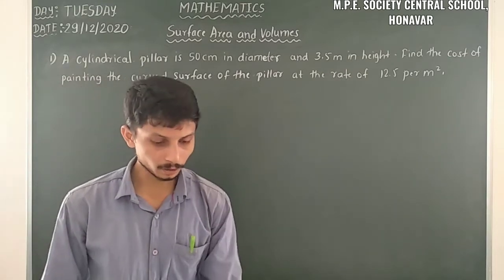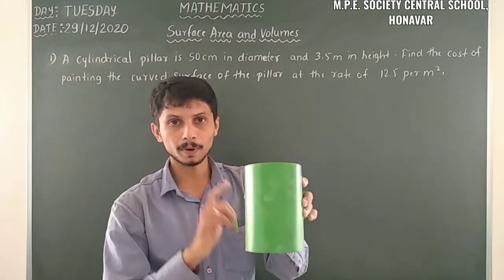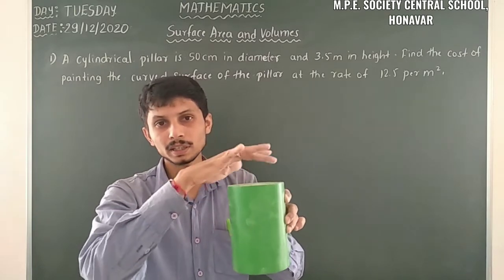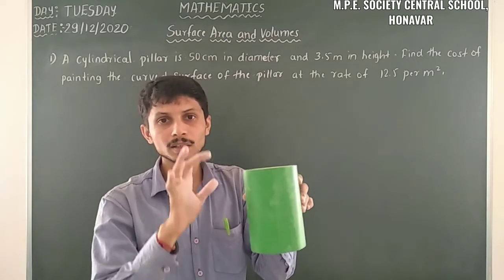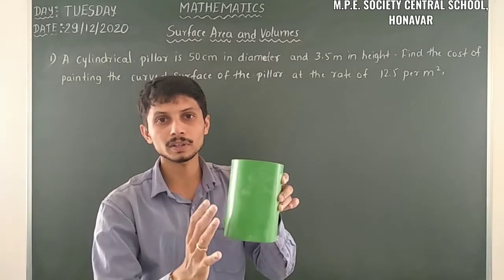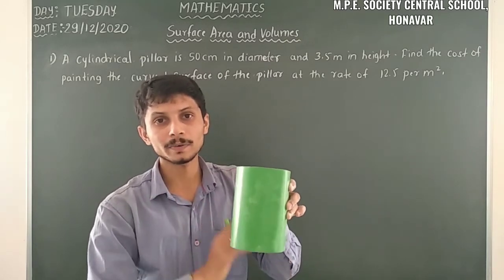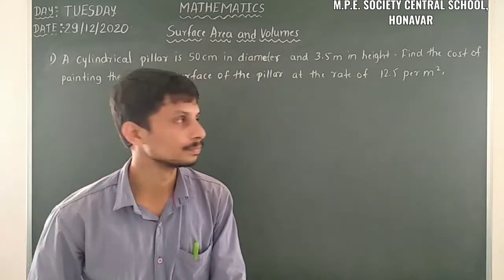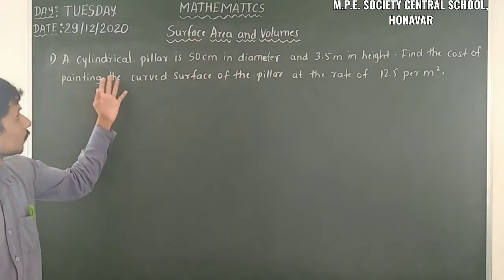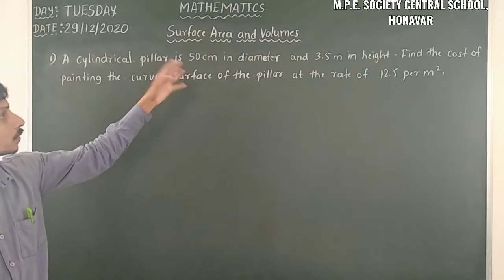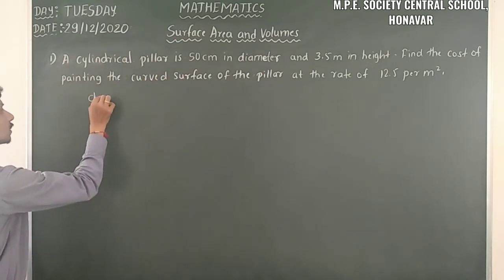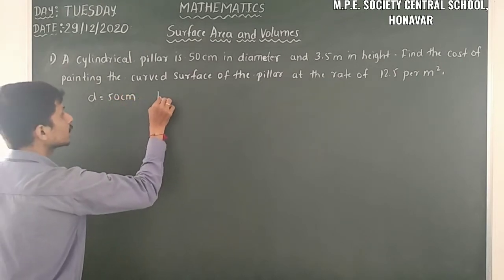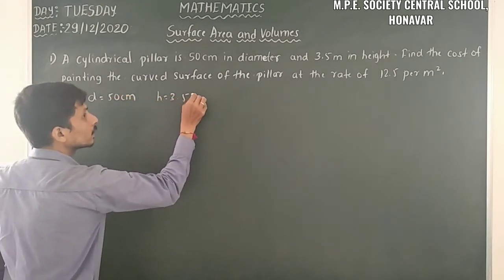Just observe, we have to paint the curved part. Only the curved part we have to paint. That's why there is no need of taking the top and the bottom part. So in that case we have to find out the curved surface area only. Let's take that. So what are the things we have here? The diameter is given, that is d is equal to 50 centimeter, and the height is given, that is 3.5 meter.